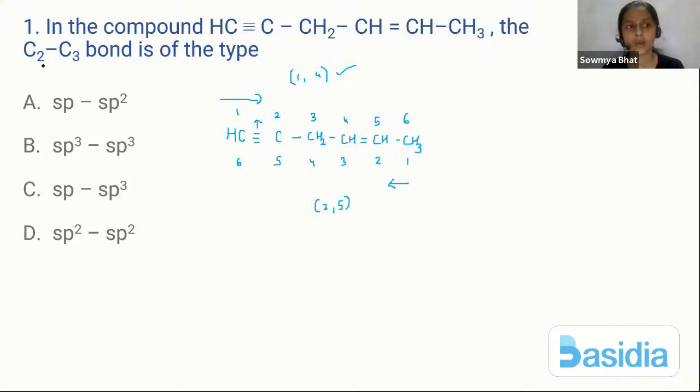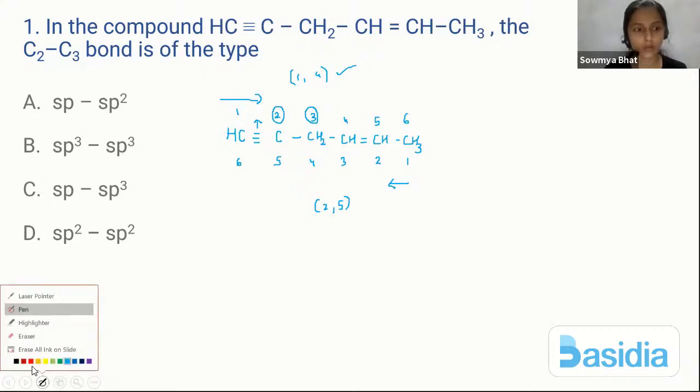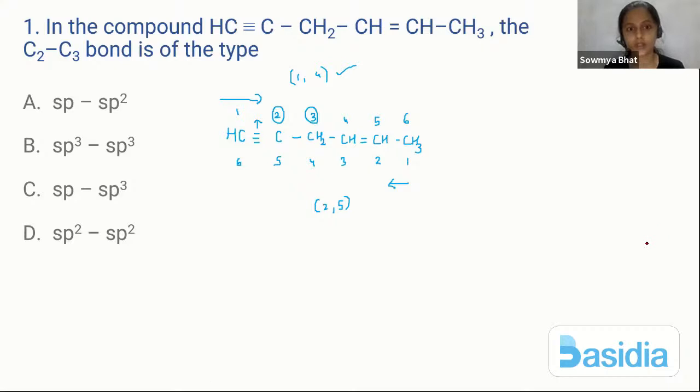Now you see where exactly is your C2, C3. So this is C2, that is carbon 2. And this is C3, that's carbon 3. This carbon, which is numbered as C2, has a triple bond on one side. We should know that a singly bonded carbon is sp3 hybridized, the doubly bonded carbon is sp2 hybridized, and a triply bonded carbon is sp hybridized. So if you see this order, C2 is triply bonded, so this should be of sp type.